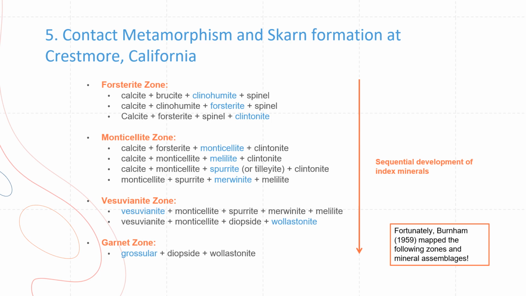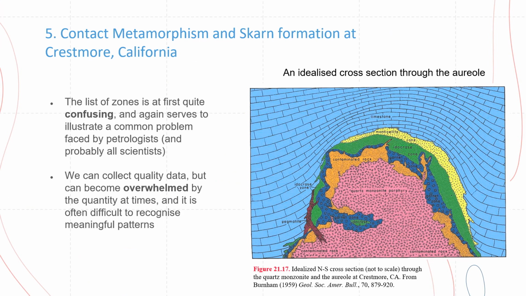So we can see here that there is a variety of minerals, and he's defined these zones as the forsterite zone, monticellite zone, vesuvianite zone, and garnet zone. And this is a sequential development of index minerals, and you have these minerals highlighted in each zone. And if you're like me, the list of zones at first is quite confusing. And this again serves to illustrate a pretty common problem faced by petrologists and probably all scientists.